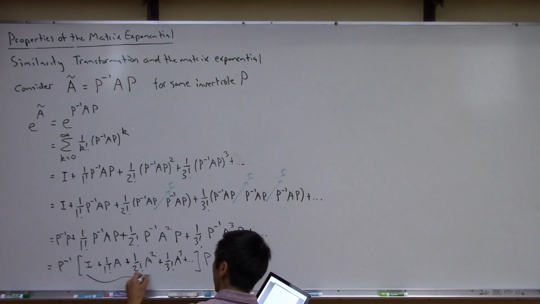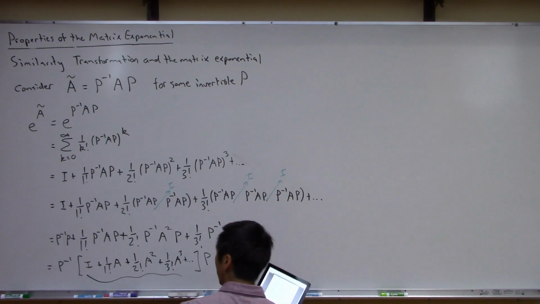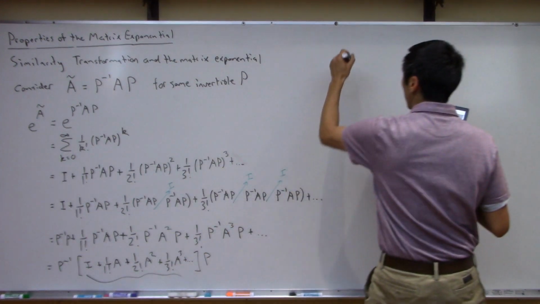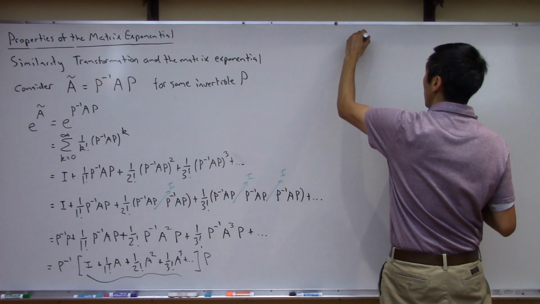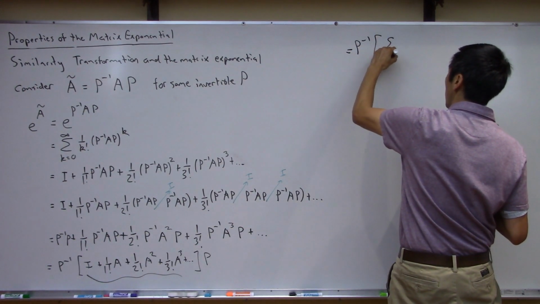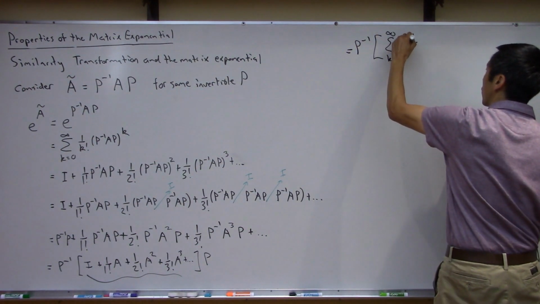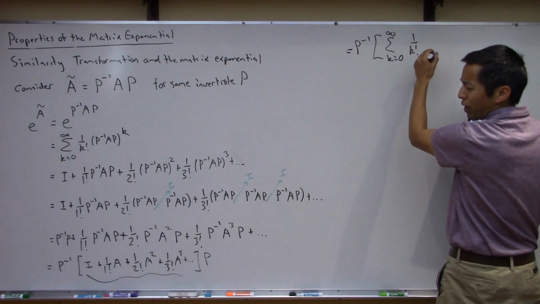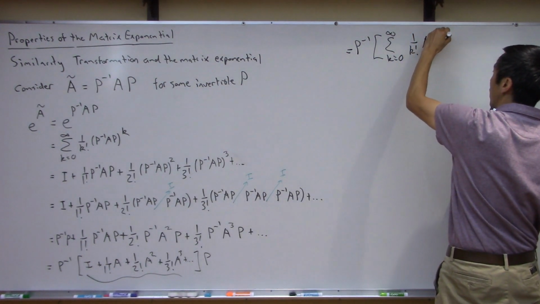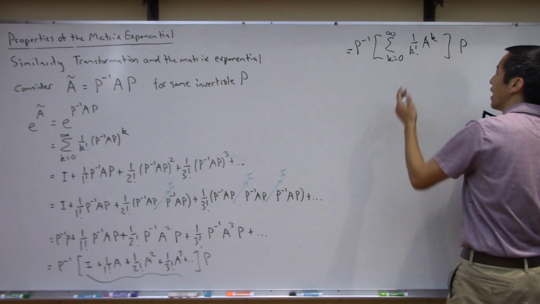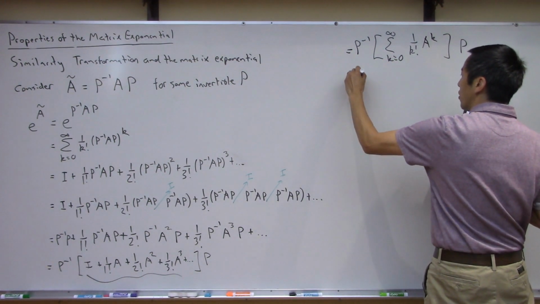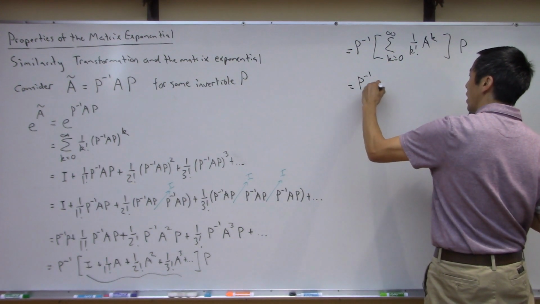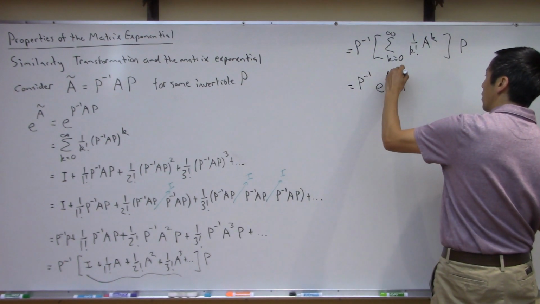And now, look at this. This is just that infinite series, right? So this whole thing just becomes P inverse times the infinite series from k equals 0 to infinity of 1 over k factorial. Then what do we have? A to the k, right? And then you get the P on the other side, right? And again, this whole thing, the lazier way to write that is just the matrix exponential of A, right?